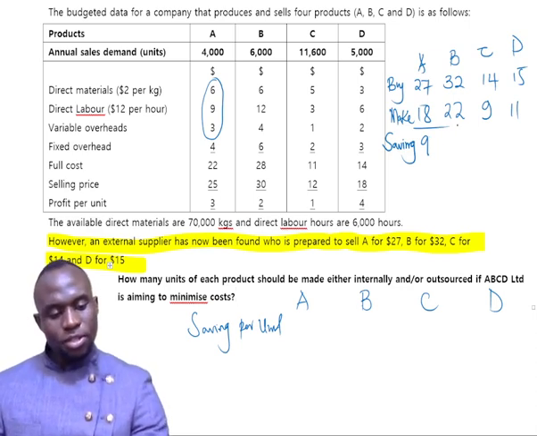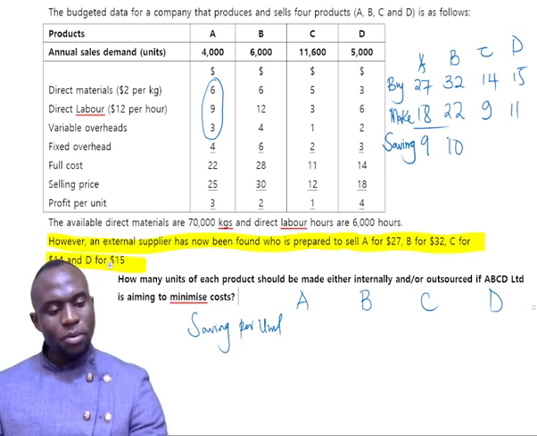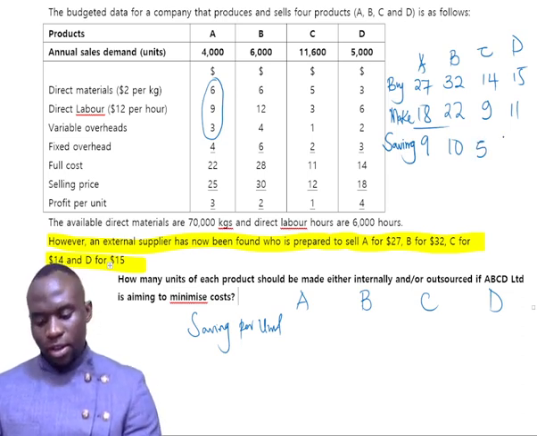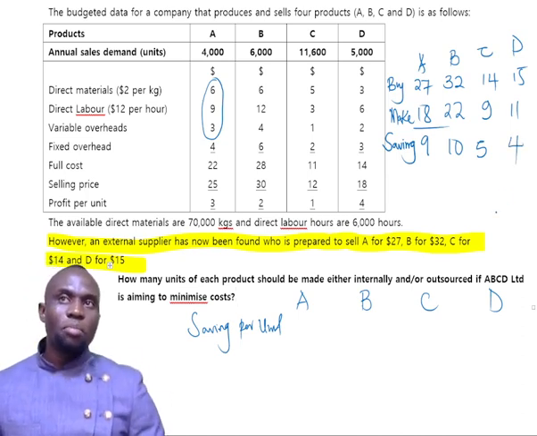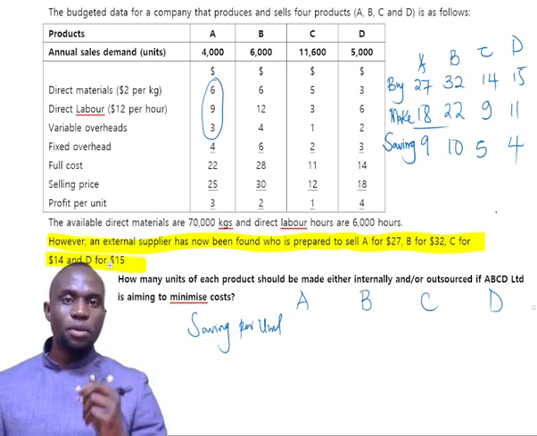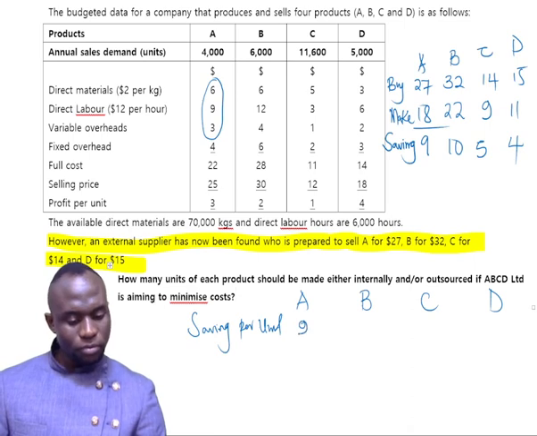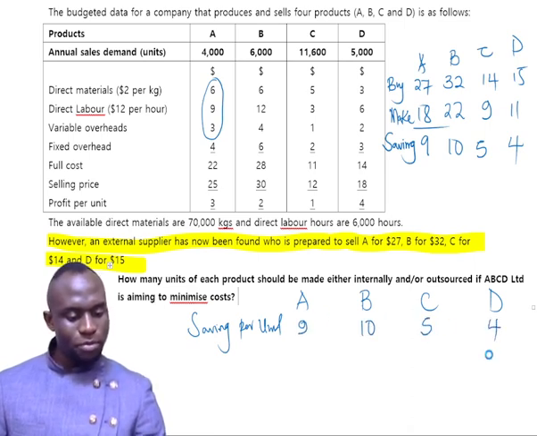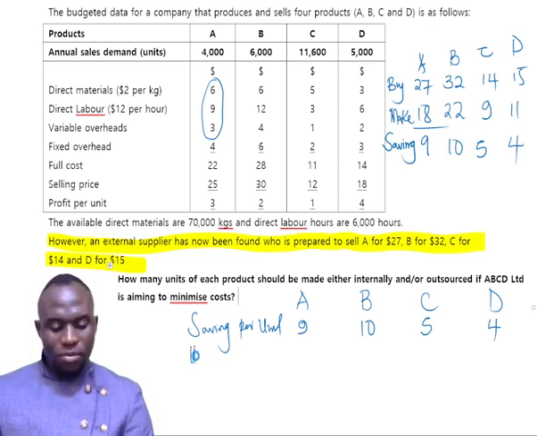Then this is 10. Then 14 minus 9, we get 5. And finally, I think it is 4. 15 minus 11, we get 4. So you see, that is the saving per unit if we make the product instead of buying from outside. So this is 9, this is 10, this is 5, and this is 4. That is the saving.